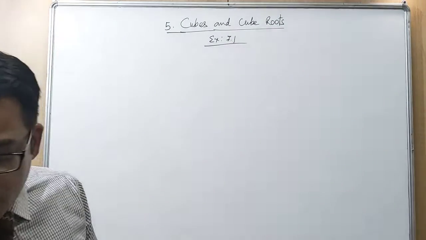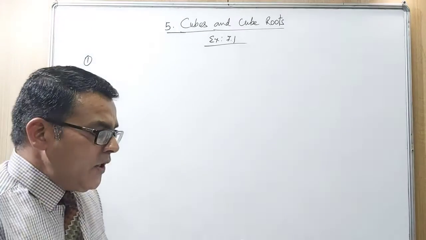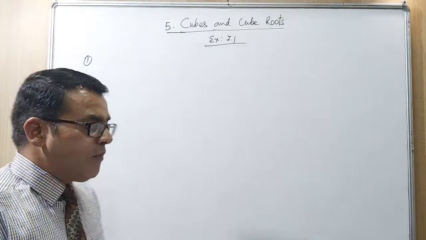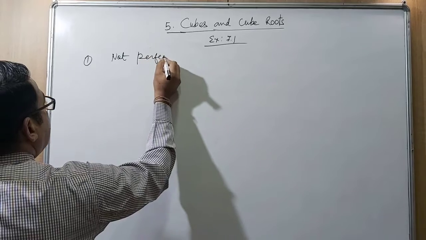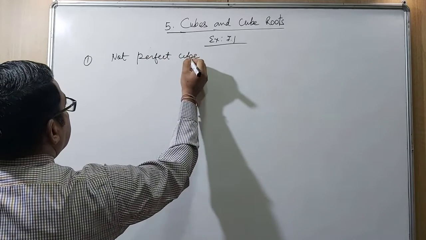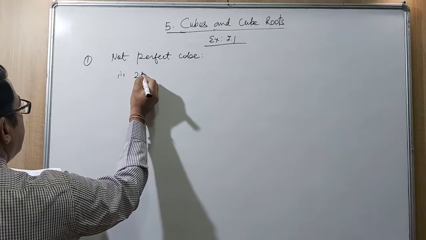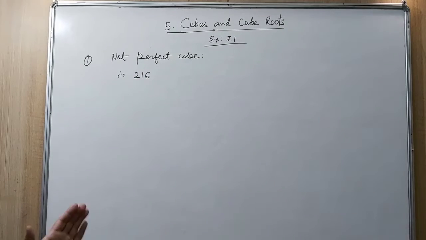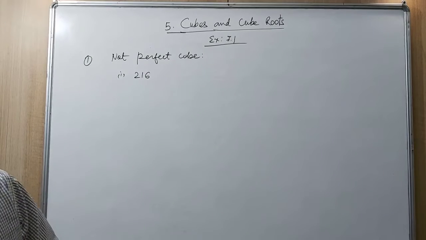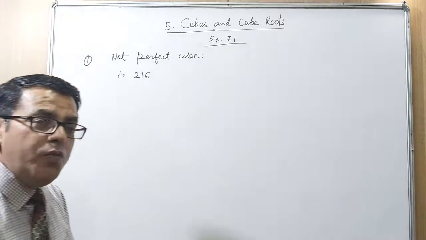First question I am taking from this exercise. The question is: Which of the following are not perfect cubes? So many parts are there. 216 is the first part. There are 5 parts. You need to find whether this 216 is a perfect cube or not.